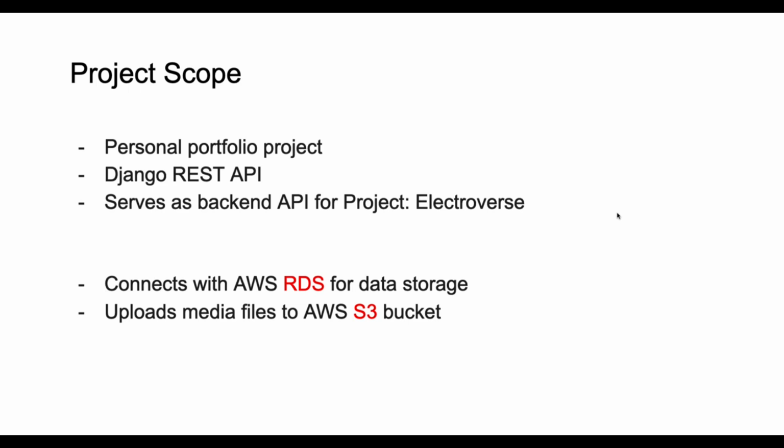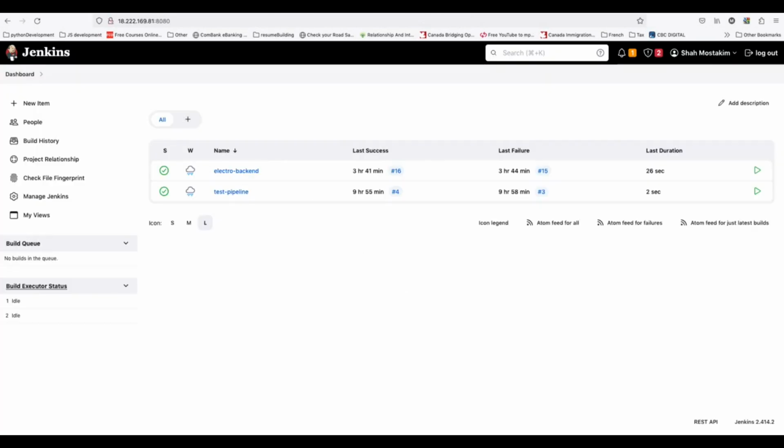So let's have a look at the project scope. This is a personal portfolio project, serving as the backend API for Project Electroverse, which is part of a full stack application. The project is connected with a backend database, Amazon Web Services RDS storage, and all the media files are uploaded to an Amazon Web Services S3 bucket. We will see all those things in our demonstration.